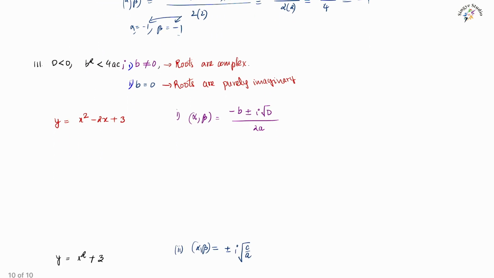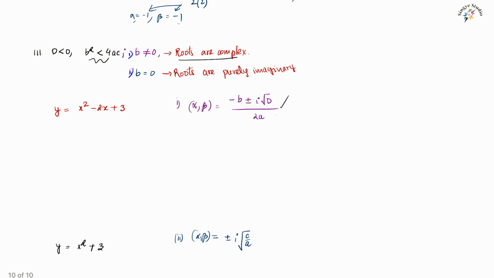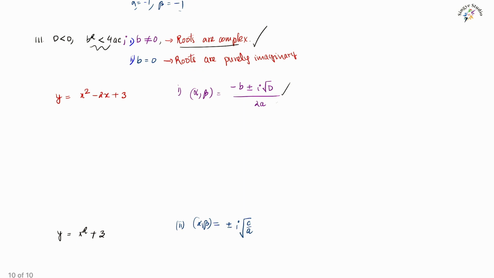In condition number 3, it says that if d is less than 0, this will happen if b squared is less than 4ac and b squared is not equal to 0. So here the alpha and beta will be in this form, right? If this is the case, then the roots are complex, which means they will have a real part and an imaginary part. Let's see for this equation.